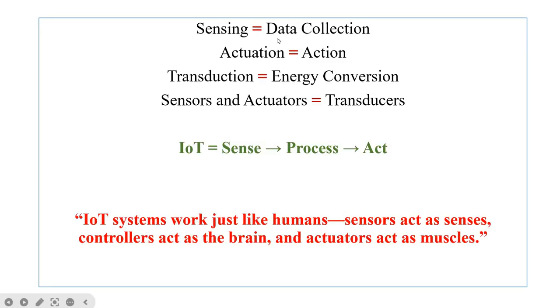So in simple words, sensing is the data collection, actuation is the action taken on the collected data, and transduction is the conversion of one form of energy to another form of energy. Sensors and actuators are transducers, because here one form of energy is being converted to another. So IoT will sense, process and act accordingly. IoT systems work just like humans: the sensors act as the senses, the controllers act as the brain, and the actuators act as the muscles. So this was the introduction to sensing and actuation. Thank you.